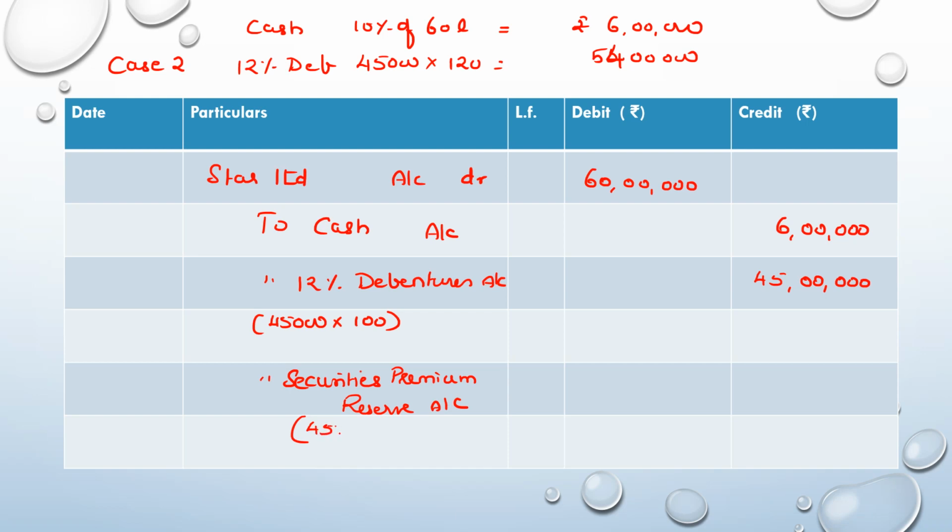That is 45,000 into rupees 20. So that comes to 9 lakh. So this is how, if you see, it is 45 plus 9, 54 lakh, plus 6 lakh cash, 60 lakh. This is for the discharge of the purchase consideration to Star Limited. I hope you got it right.